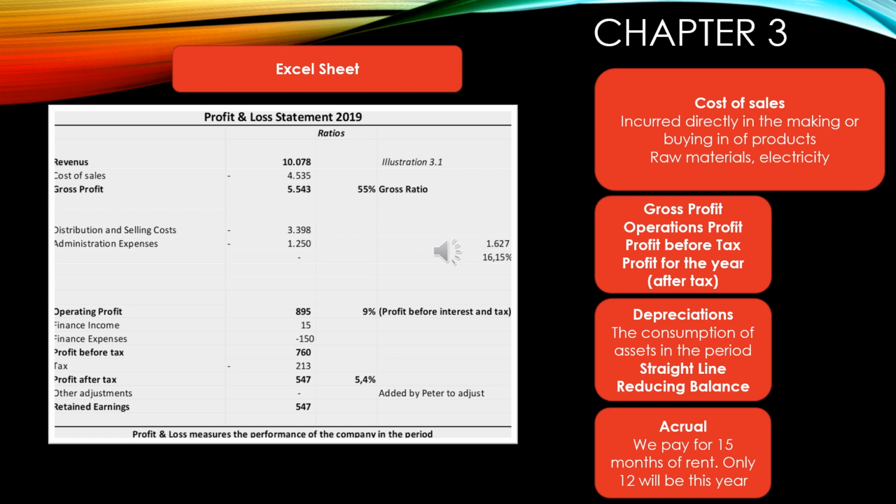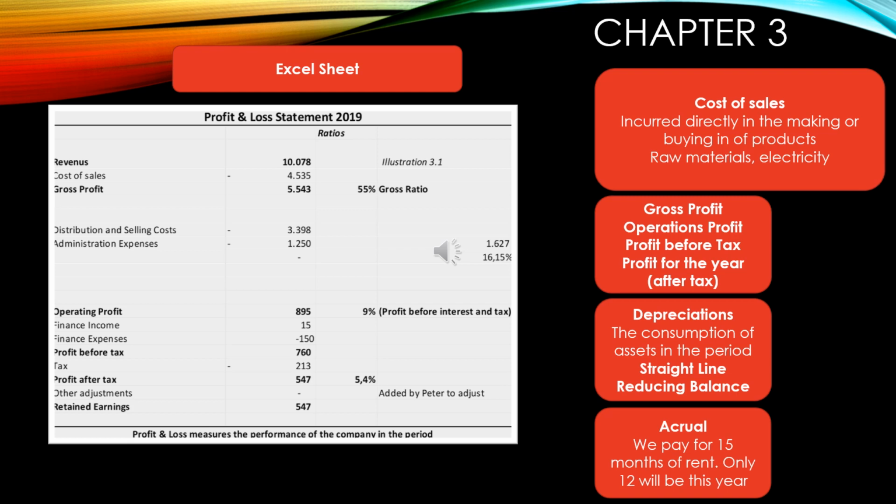We have gross profit, which is just one example of a key ratio that we use to analyze the different parts of the accounting. Here in the profit and loss statement, we have gross profit percentage, operating profit percentage, profit before tax percentage, and profit after tax percentage, which is also called profit for the year percentage.